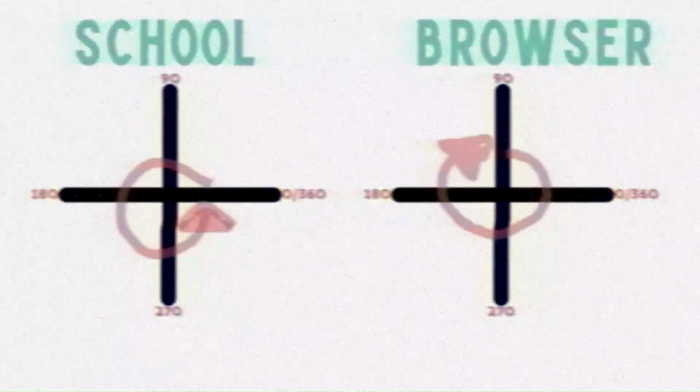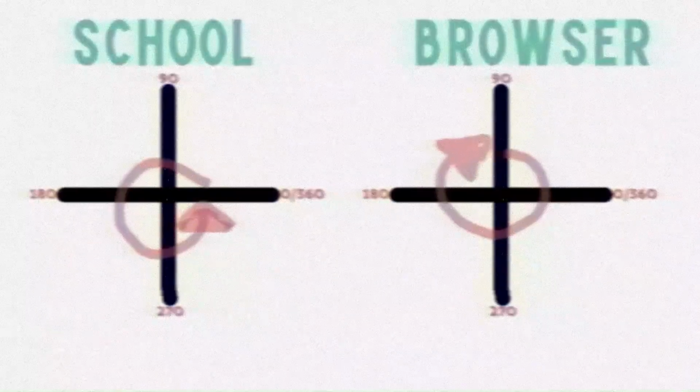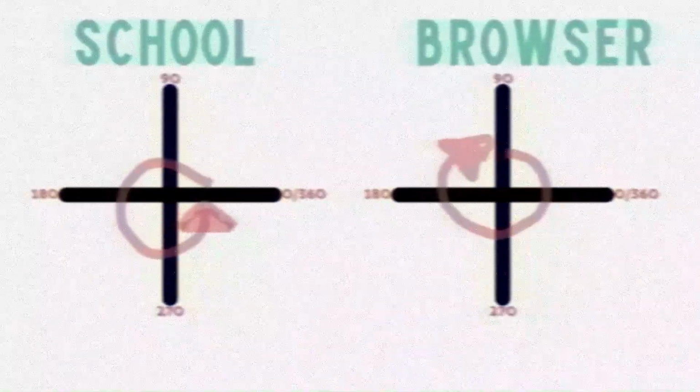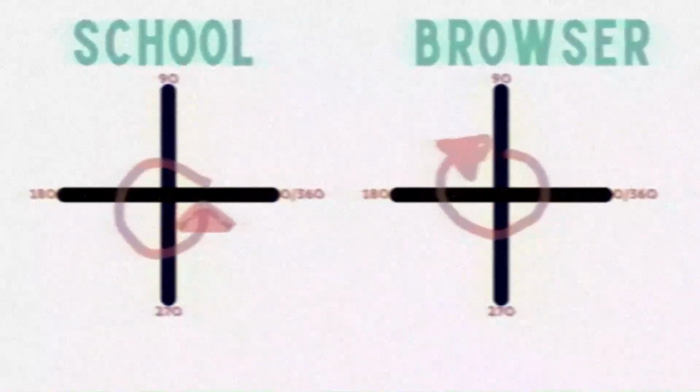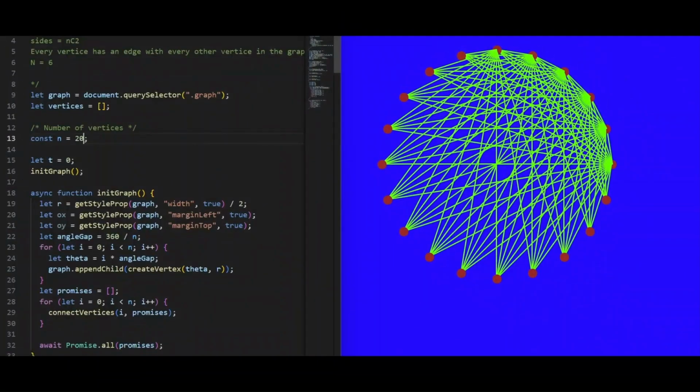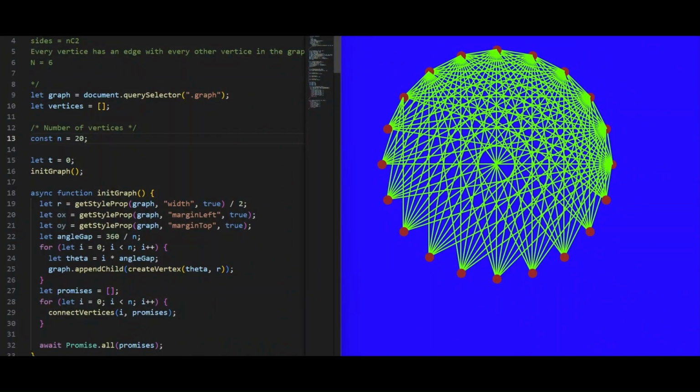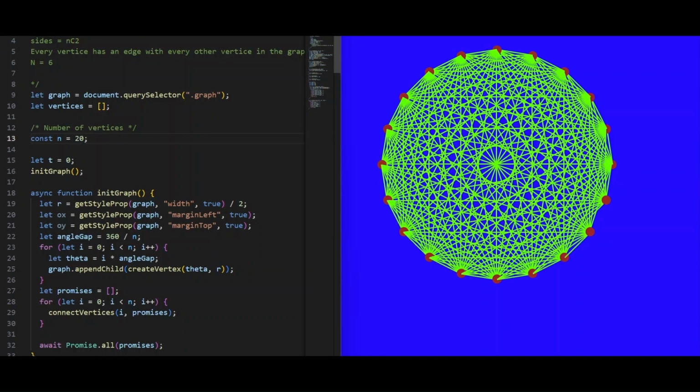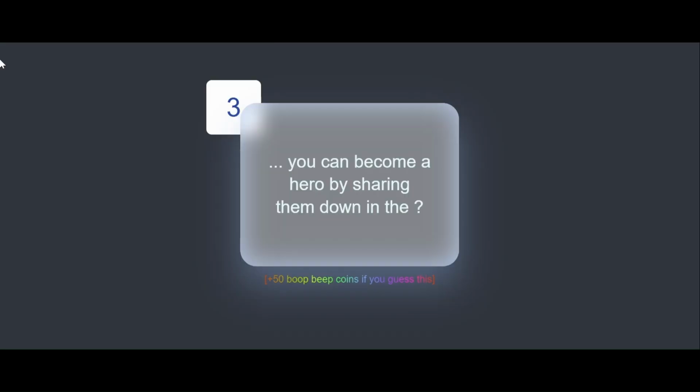Another thing that differs is that in school we are taught that the journey from 0 degrees to 360 degrees is anti-clockwise, but in the browser, that journey is clockwise. So I had to map my understanding of coordinates with what works in the browser. You know what's cooler? If you have other tidbits like this, you can become a hero by sharing them down in the comment box.